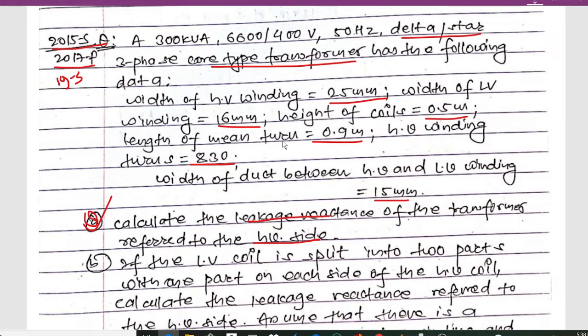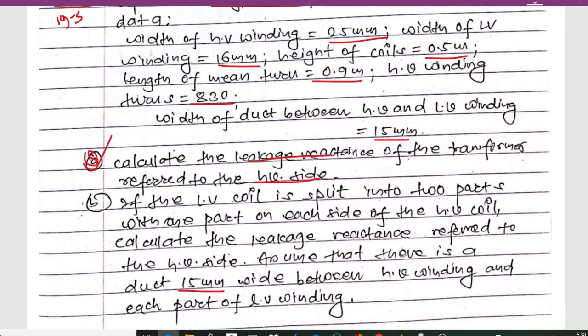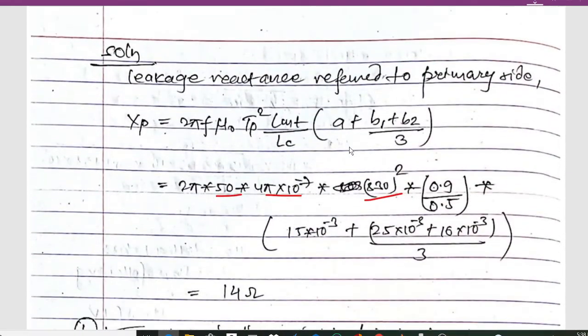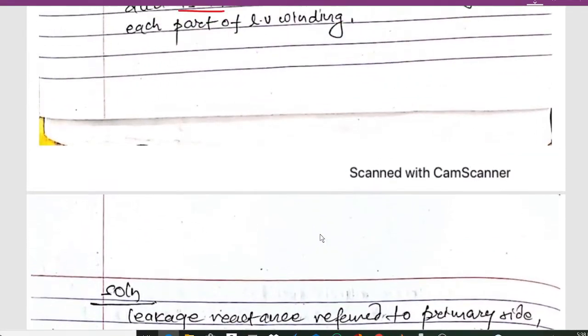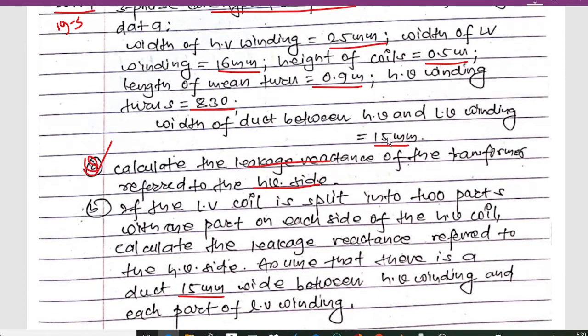Here the length of mean turn is given as 0.9 meters and the height of coil is given as 0.5 meters. So Lmt is the length of mean turn and the height of coil means Lc. So we have used those values. In place of Lmt upon Lc we have 0.9 upon 0.5, into 15 into, and here a is the duct between primary and secondary, meaning the high voltage winding and low voltage winding. The width of duct between high voltage and low voltage winding is 15 mm, the width of high voltage winding is given as 25 mm, and the width of low voltage winding is given as 16 mm.